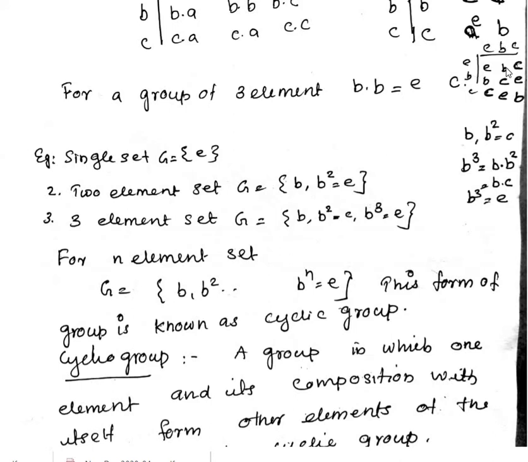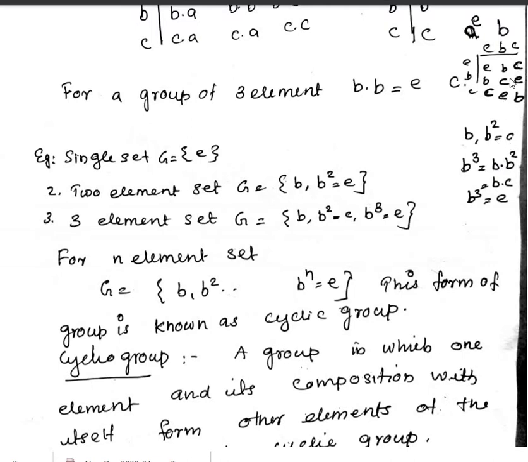So when we look, B square is equal to C. So C is generated by B. Okay, B's combination with itself is B square. So B square is equal to C.